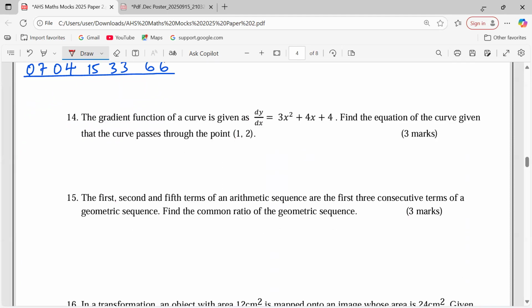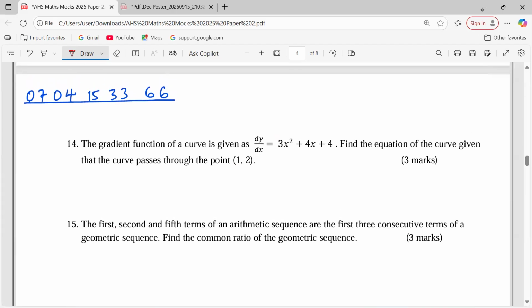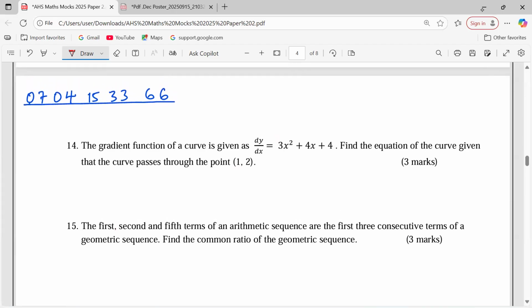Number 14. The gradient function of a curve is given as dy dx equals 3x squared plus 4x plus 4. Find the equation of the curve, given that the curve passes through the point 1, 2. So we are already given a gradient function, meaning that this curve equation has already been differentiated, because you have to differentiate a function to get the gradient function.